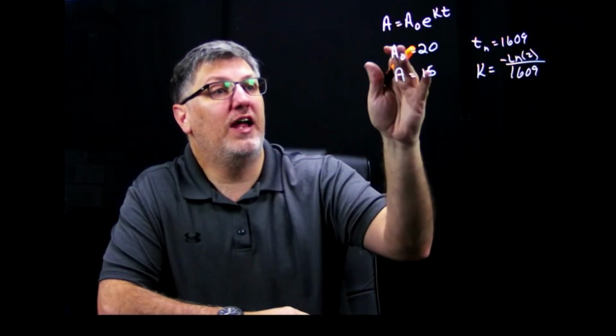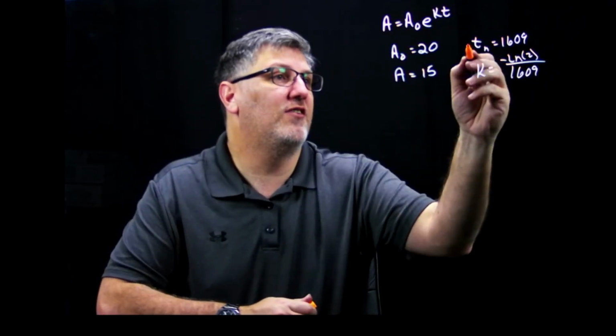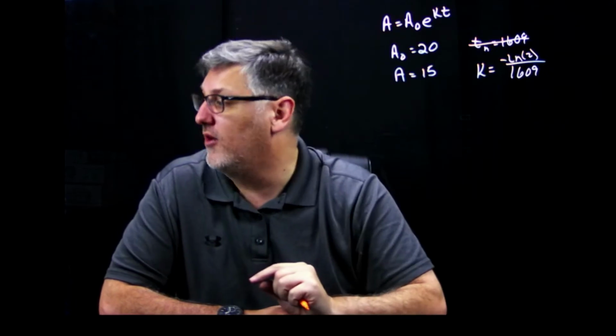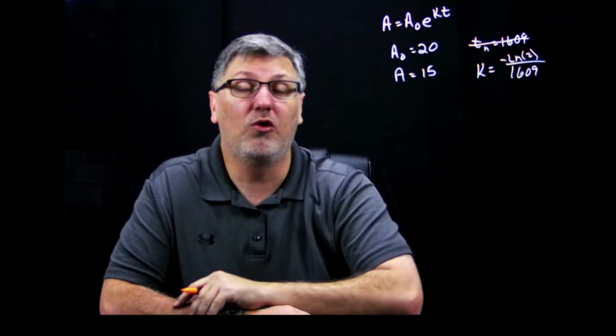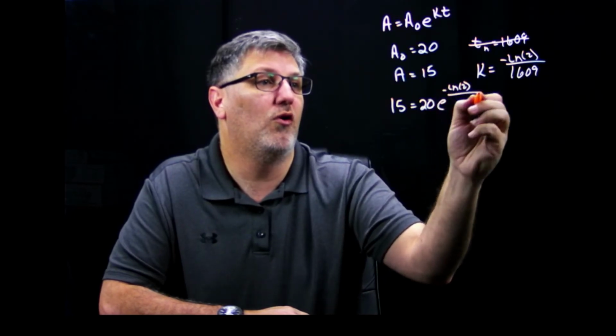All right, now that we have our k, we have an A naught and we have an A. We don't need this half-life time anymore, because we used that to find k. Now I need to find how much time it is actually going to take to go from 20 grams to 15 grams of radium. So I'm going to plug everything I know into my growth or decay formula. I know A is 15. This is going to equal 20, my A naught, times e to the k, which is negative ln of 2 over 1,609, times t. I just need to solve for t.